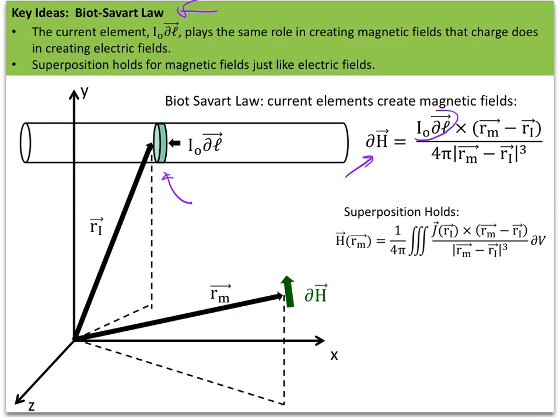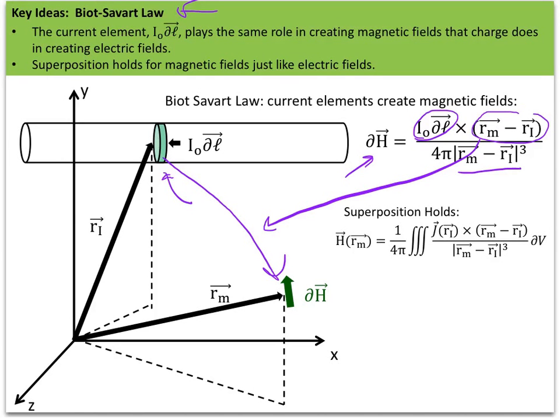Here you have your current element, and unfortunately you have a cross product with essentially the vector that points from the current element out to the place you want to measure the field, which is basically Rm minus Ri. That's that vector right there. It looks very similar to Coulomb's law. You've got the same 4 pi term in the denominator, as well as the magnitude cubed of that vector in the denominator. This makes a lot of sense because really both result from charges.